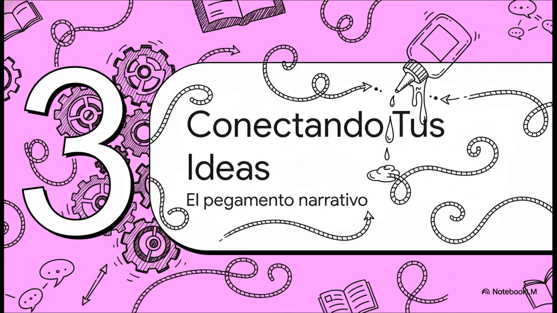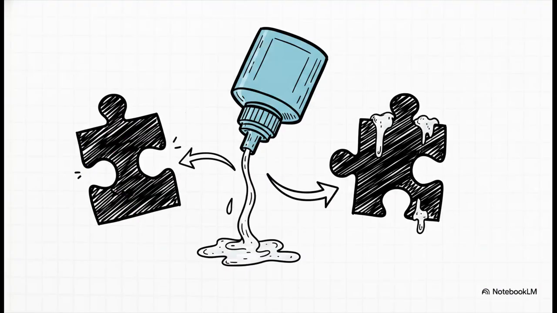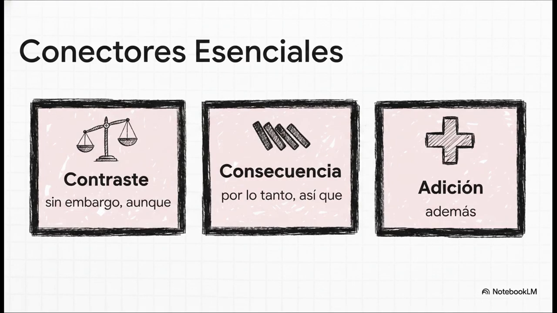Okay, you've got the time changes down, which is huge. But we're not done. You've got the basics, but now let's add the glue, the stuff that turns a bunch of sentences into a really compelling story. These things, connectors, are kind of like the secret weapon of fluent speakers. They link your ideas together and give your whole story a natural flow, so you don't sound all choppy and robotic. They show the relationship between different parts of the story. And here are a few essentials to get you started. If you want to show contrast, you can use sin embargo for however or aunque for although. To show a consequence, por lo tanto works great for therefore. And if you just want to add more information, you can't go wrong with además, which means furthermore or besides.